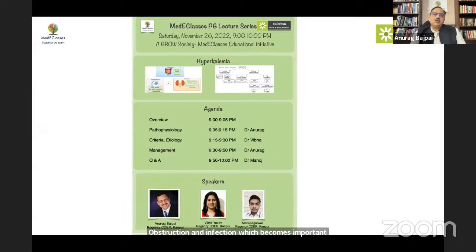Now, this is the format which we'll follow. We'll start off with a bit about pathophysiology of hyperkalemia. Then we'll move forward towards criteria and etiology with Dr. Vibha.